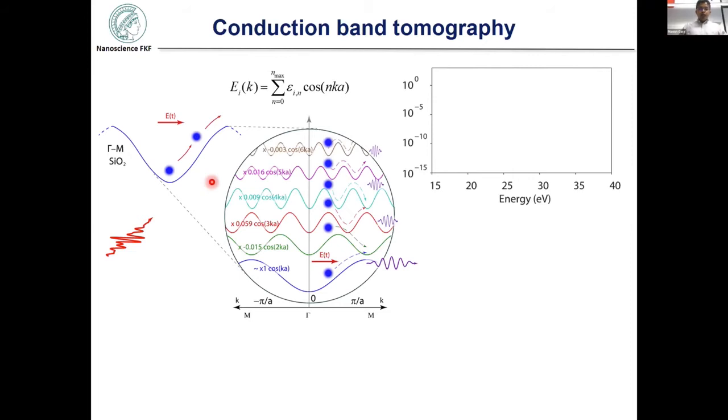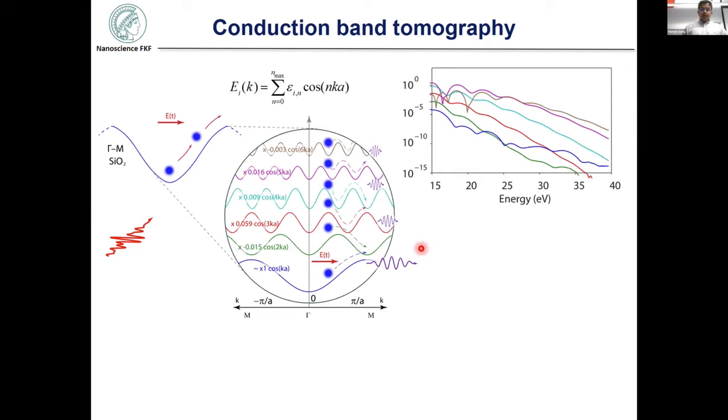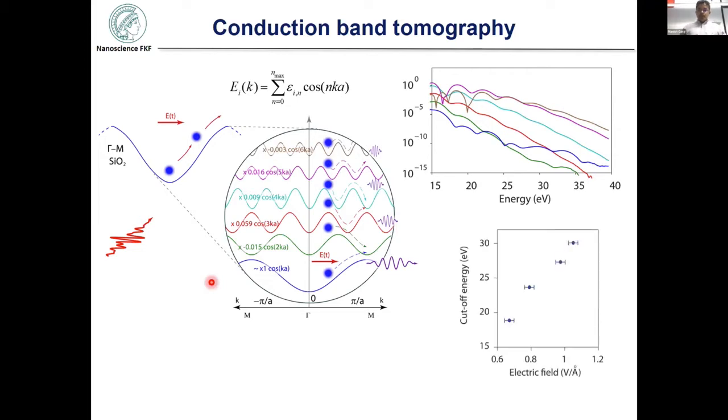And now if you solve the semi-classical equation and look at the spectrum that you get from the cosine k band, you will see that the spectrum has a lower cutoff energy compared to the higher spatial harmonic bands. The cos k band is much less nonlinear compared to a cos 6k band. And this was also sufficient to explain the linear cutoff scaling that we observed in our experiment.